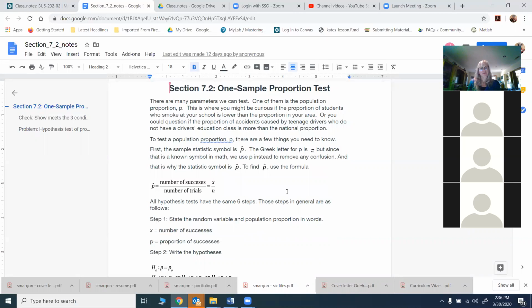All hypothesis tests are done the exact same 6 steps, which we haven't actually gone through yet, but we're going to show you what those steps are. The very first step of every hypothesis test would be to state what your variables are and what your parameter is. So in this case, we'd state our random variable and our population proportion. X would be the number of successes, whatever you consider a success, and P, your proportion, is just the proportion of successes.